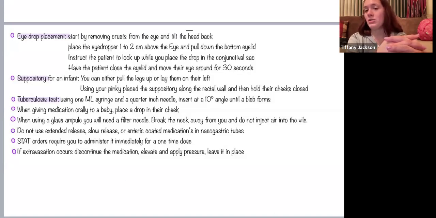If you're administering a medication that came in a glass ampule, you will need to use a filter needle. When breaking that ampule, break the neck away from you and don't inject air into the vial.